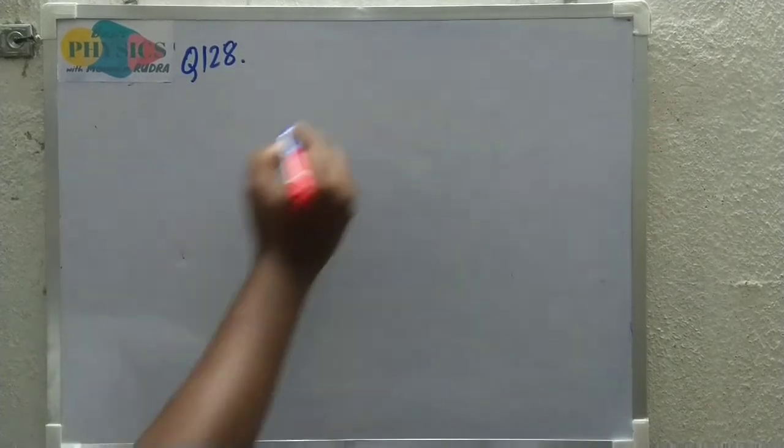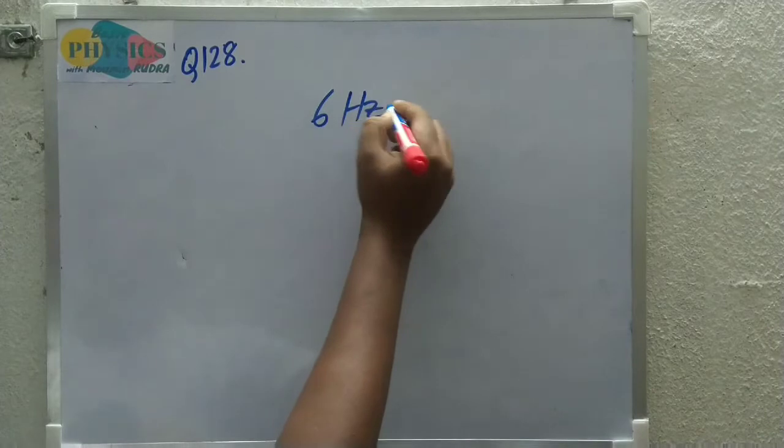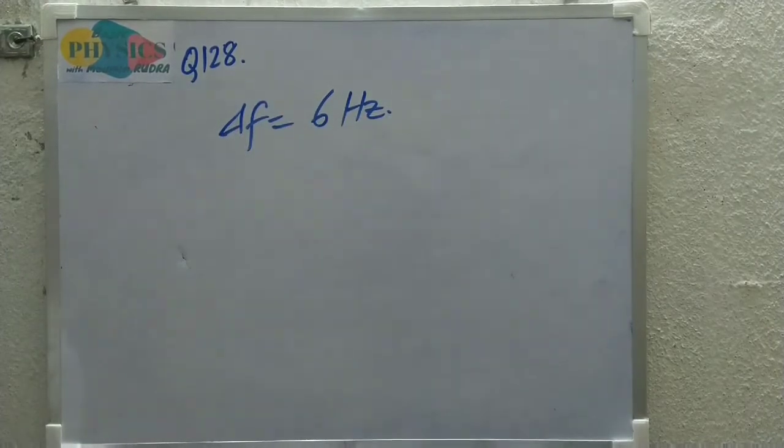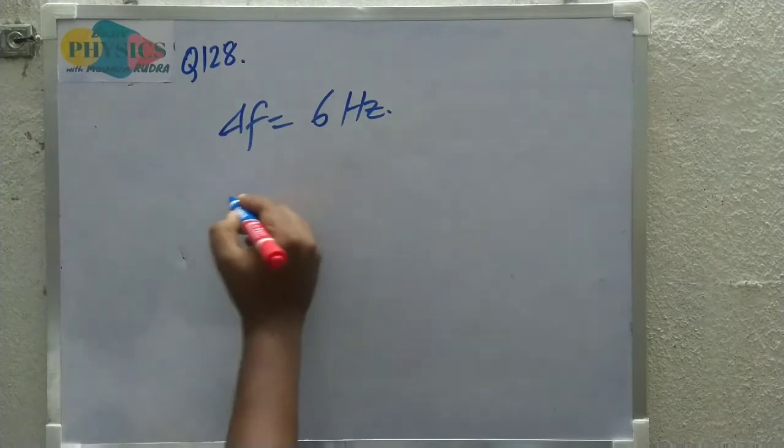So question number 128. In a guitar, two strings A and B made of the same material are slightly out of tune and produce beats of frequency 6 Hz. Beats is 6 Hz, means delta f equals 6 Hz. And when the tension of B is slightly decreased, the beat frequency increases to 7 Hz.